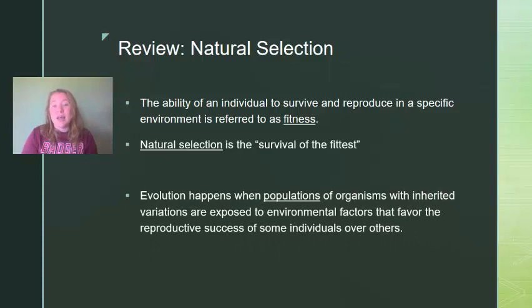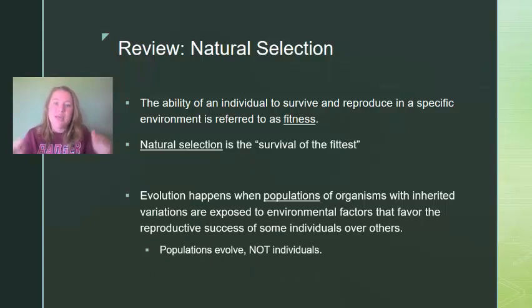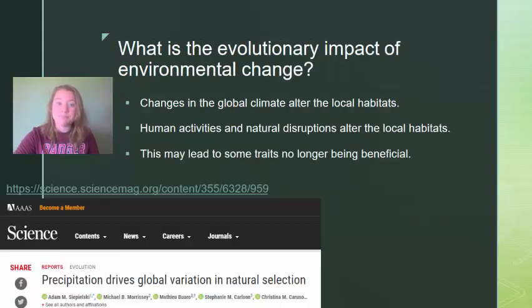So evolution happens when populations, and that's the key, populations with inherited variations are exposed to environmental factors that favor reproductive success of some individuals over the others. So remember, populations evolve, not individuals. And what drives evolution here is pressure from the environment. So changing environmental conditions might favor different adaptations than were favored in the past.